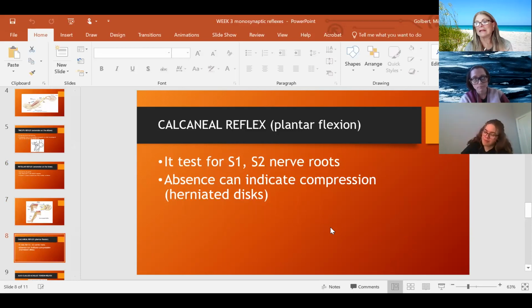Then you have the calcaneal reflex, and this one is by hitting the calcaneal tendon, and it causes plantar flexion. So your foot would do this, and this one tests a lot lower in the spinal cord. So it's testing for those nerves that are coming out of S1, S2, which are the sacrum, right? And if you took 201, you know that the sacrum is fused, but we still have those little openings where we have those sacral nerves coming down, right?